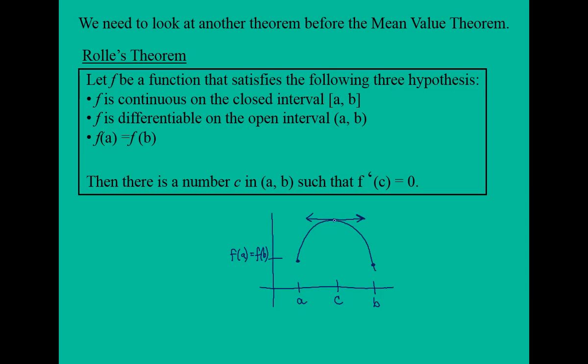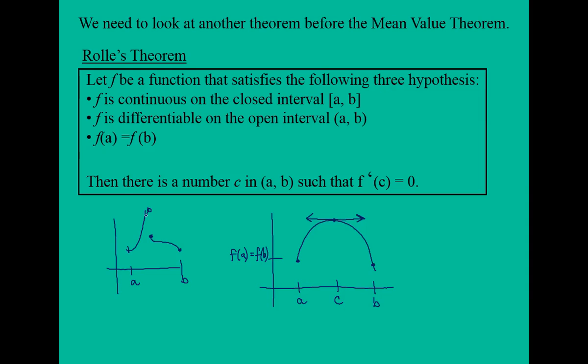Now we do have to be working with a continuous function on the closed interval, because if the function was not continuous, we could have something like this, where this is a and b, and this here was a, and we don't necessarily have to have the slope of a tangent line with this function someplace between a and b, because it's not continuous.